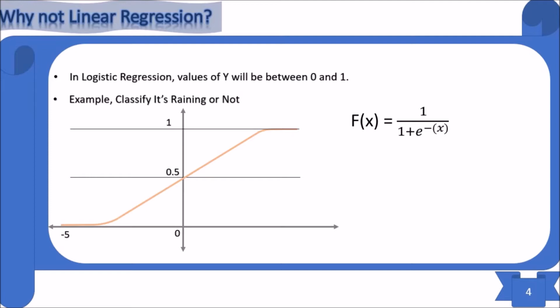We use the sigmoid function. The function maps any real values into another value which comes between 0 and 1. So in machine learning, we use the sigmoid function to map the predictions to probabilities. Here we have the equation of the sigmoid activation function: f of x is equal to 1 upon 1 plus e to the power of minus x.